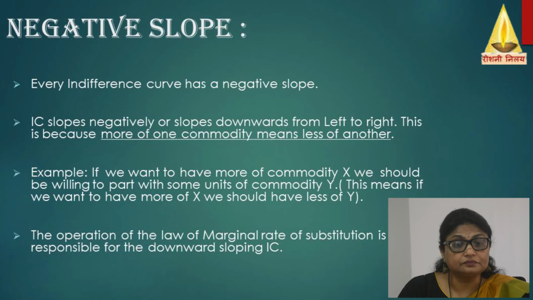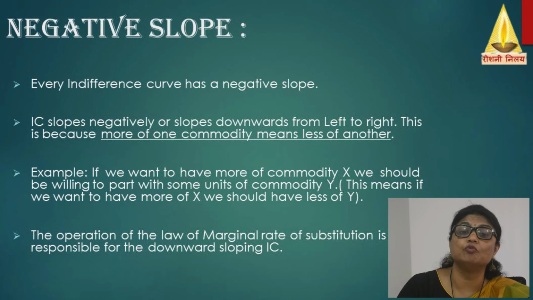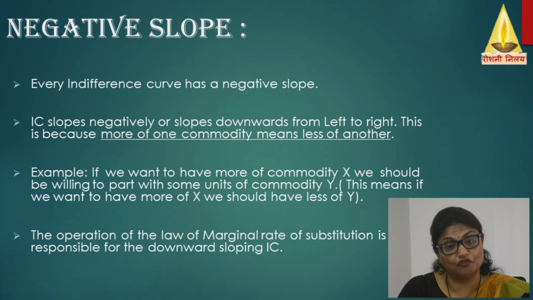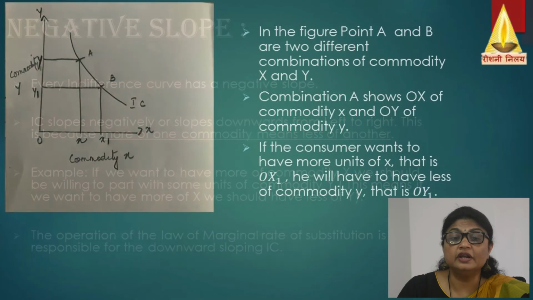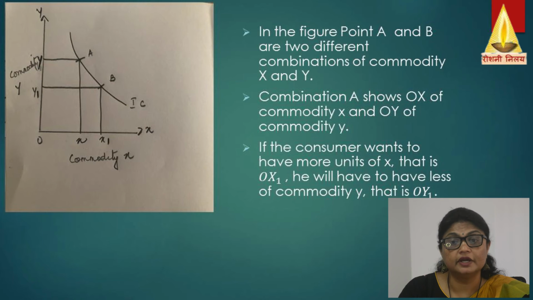The first property is negative slope. Now, every indifference curve has a negative slope. That is why I see slopes negatively or downwards from left to right. Why? Because if you want to have more of X, you have to have less of Y, and also because of the diminishing marginal rate of substitution, which you can see in the figure. Now, indifference curve cannot be an upward sloping curve, it cannot be a horizontal straight line, it cannot be a vertical straight line. It has to be a downward sloping curve because of the marginal rate of substitution.